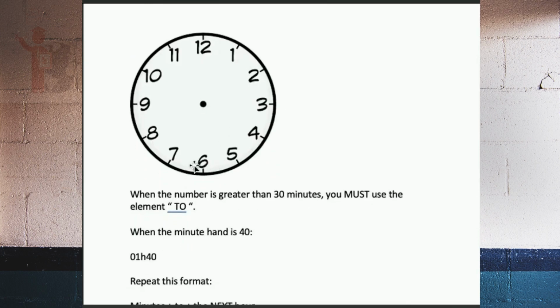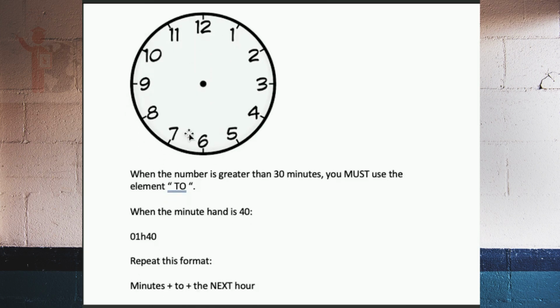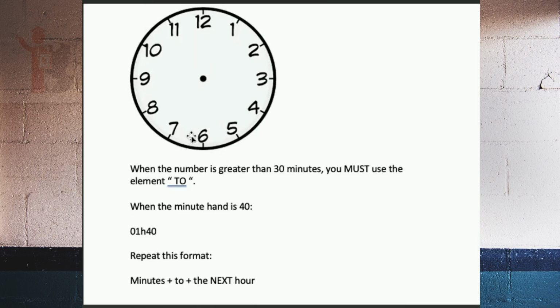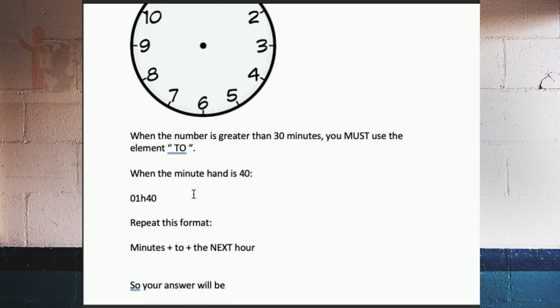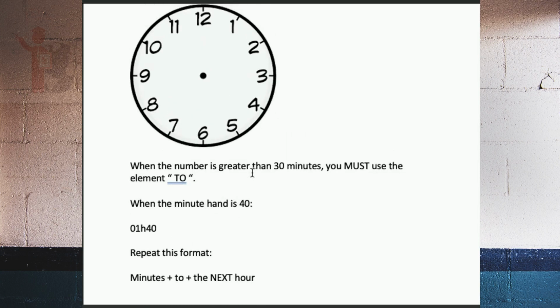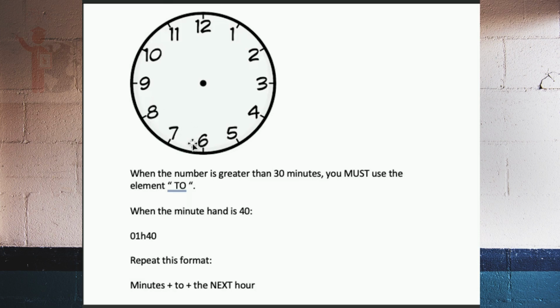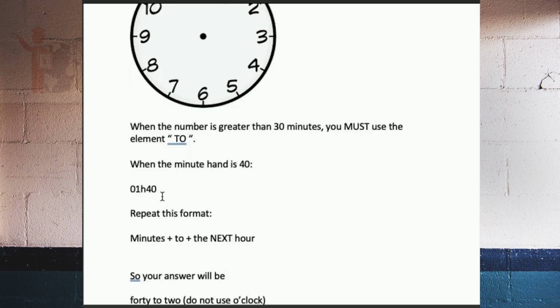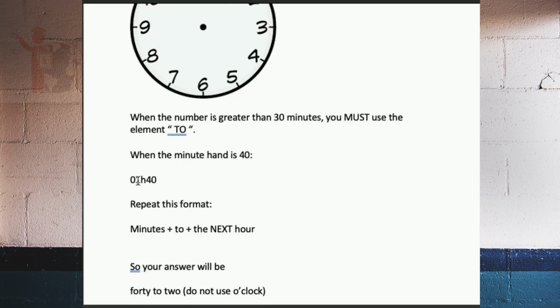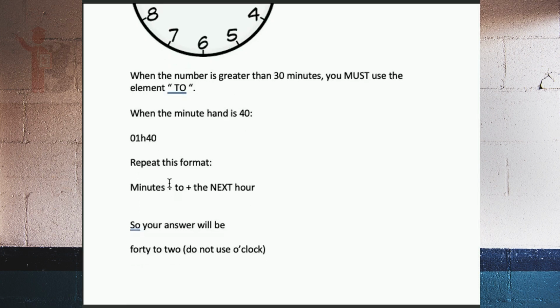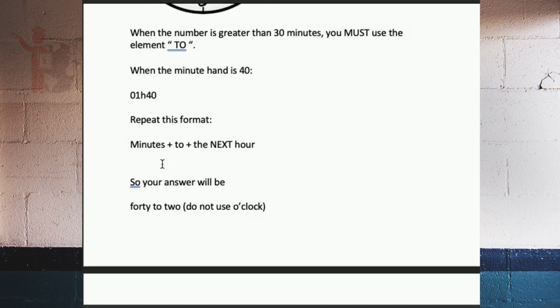Now the same thing is going to happen, but this time we are going to take this way up to this way. When the number is greater than 30, goes this way, you must use the element to. When the minute hand is 40, let's say here your minute hand is 40. It comes here, 40 is this one, 30, 35, 40, okay? So the time now is, let's say, 1:40. So normally we say 1:40. If you choose sometime the 24 hours, you can also say it's 1:40, right? But anyway, that's the way it is.